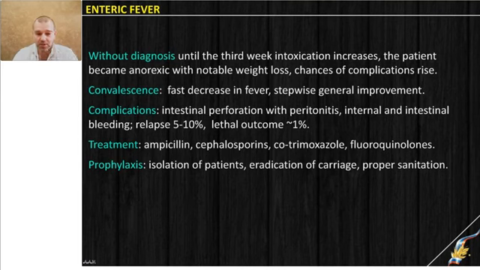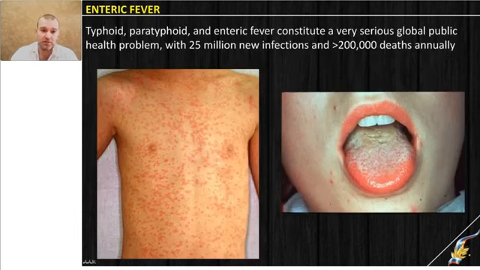The same non-specific measures of prophylaxis should be followed. It is isolation of the ill person, identification of the source of infection, eradication of carriers, and of course proper sanitation and proper hygienic measures are the most important for prevention of any enteric disorder, especially enteric fever. So again, we said that the mortality rate is kind of low, but worldwide about 25 million people suffer from the disease annually. And of course, even though it is about 200,000 deaths annually, it is a very significant number.